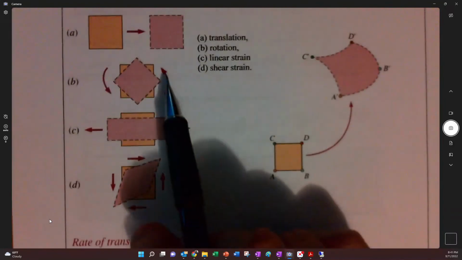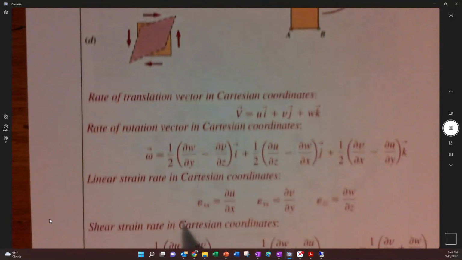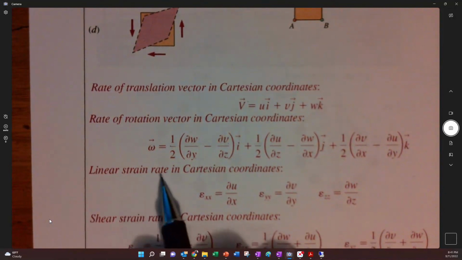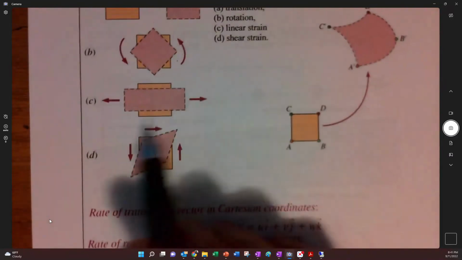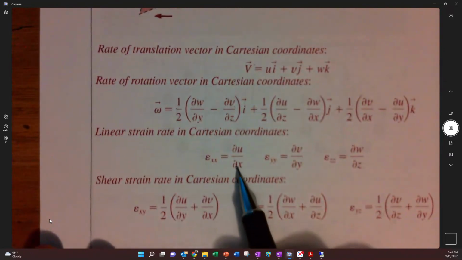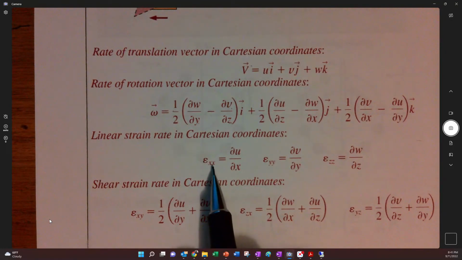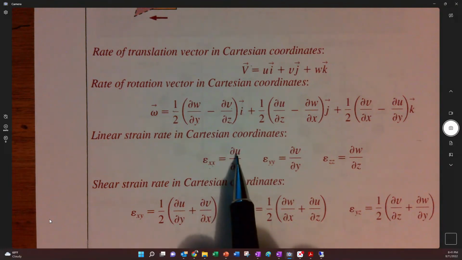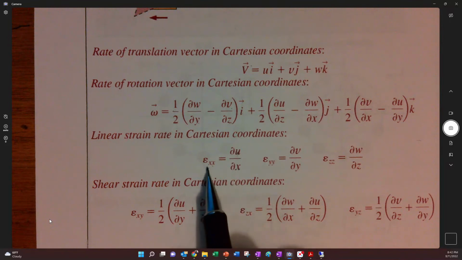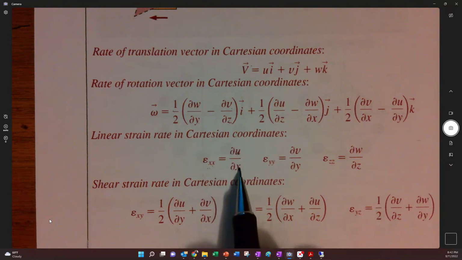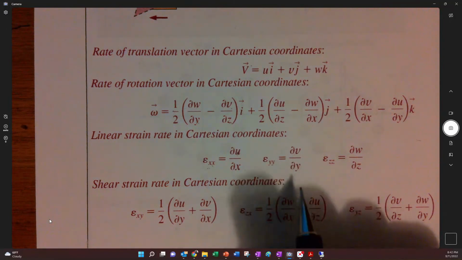So that was the rotational one right up here, some rotation going on. And then here's a linear strain rate, right? Here's the linear strain, and here's an equation that we might want to look at. This is just like strain that you'd have in mechanics of materials, except that it's a rate. So it's really the deformation over the original position, but this is a deformation per time. That's what you could think of this velocity component. So it's the strain, but it's a strain per time. So it's a strain rate. Same thing in the y direction, and same thing in the z direction.